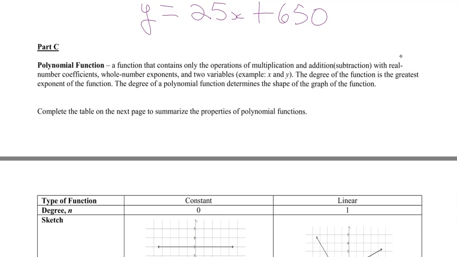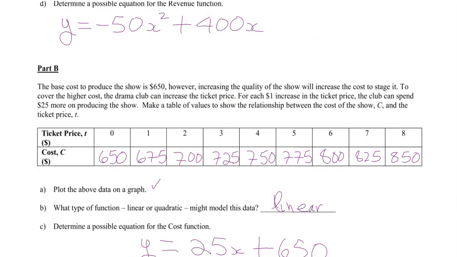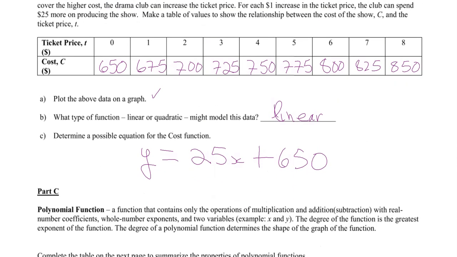So a polynomial function will not have any square roots, right? Don't need a square root of x. And two variables. Most of the time we use x and y, and we write it as y equals. But if we translate here, we could write C, the cost, is equal to 25 times T, the ticket price, plus 650. So really, that would be preferable.